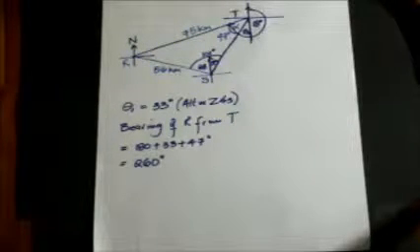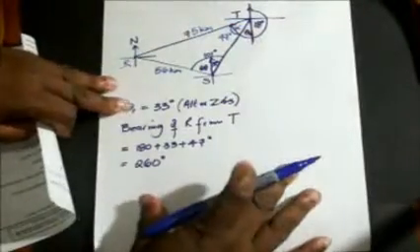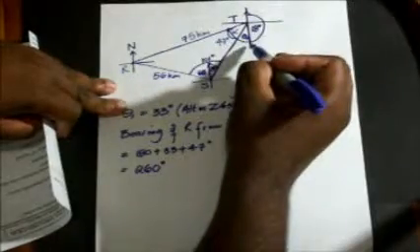Alright, now for part C of the question, we're told that the ship leaves Port T and travels due west. Alright, so the ship leaves T and it's traveling west. There's only one west. This is north, this is south, this is east, and this is west. So this ship is traveling in this direction.